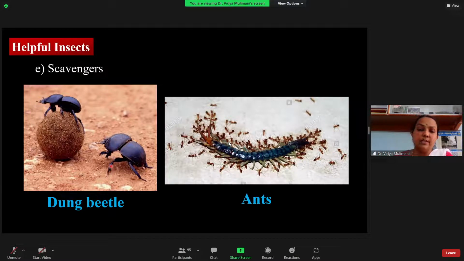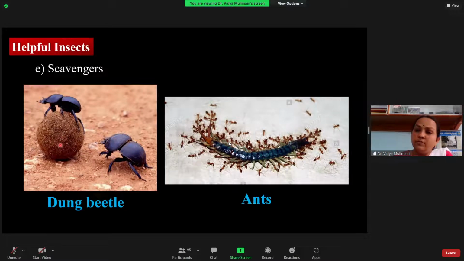If you are from a rural area, you might have seen this, and you might also have played with this dung roller. The male is on top, and this is the female. Always the ball is rolled by the male, and the female only assists. Why do they carry this dung? After carrying the dung into their burrow, the female lays the egg in it.